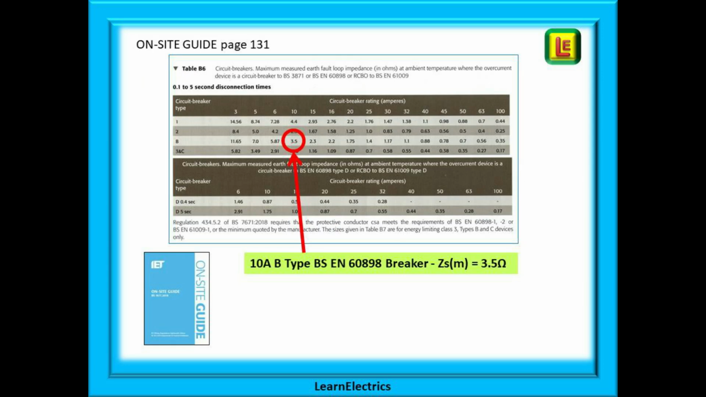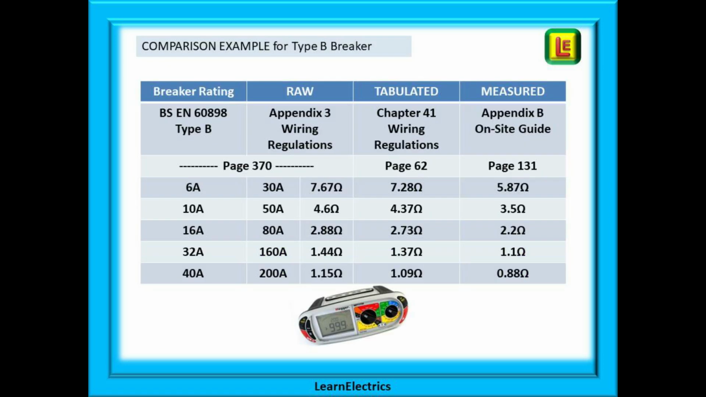Here is a sample page from the on-site guide, page 131. This shows our 10 amp Type B breaker and the ZSM figure of 3.5 ohms. This little chart shows a small sample of breakers and how the numbers change as the breaker amps rating changes.